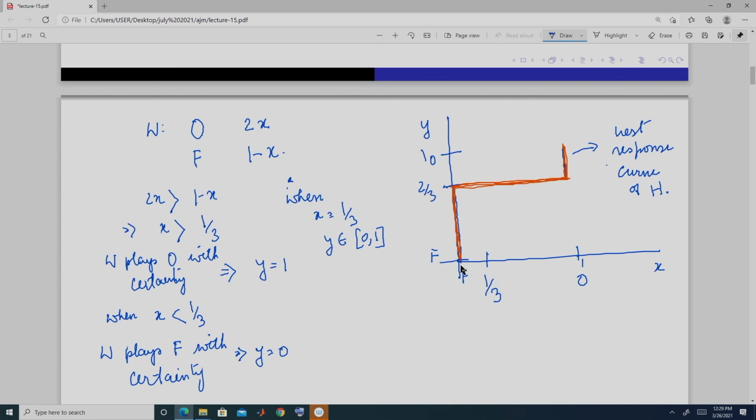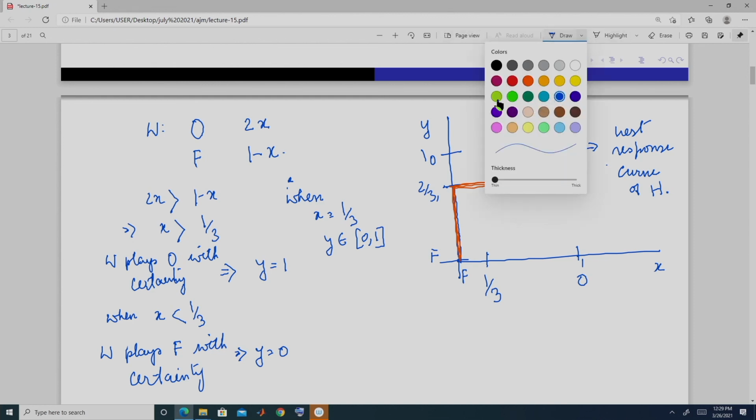So, it is here. Any point below 2/3, x is 0. And when y takes value 2/3, x can take any value in this range. So, it is this. Now, let us draw the best response curve of wife.